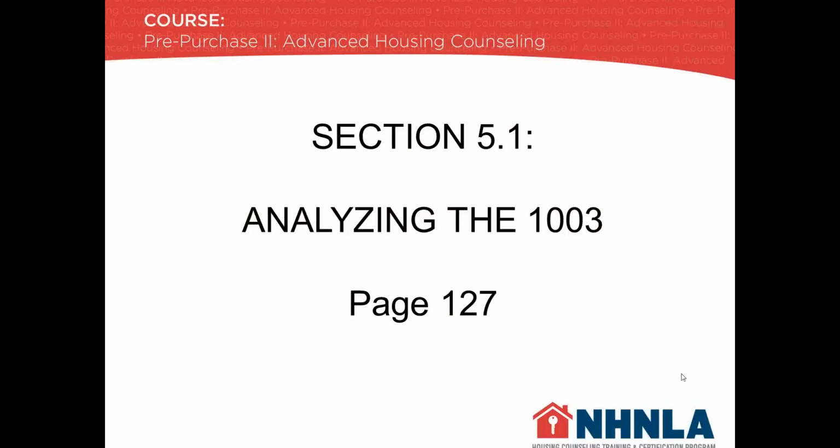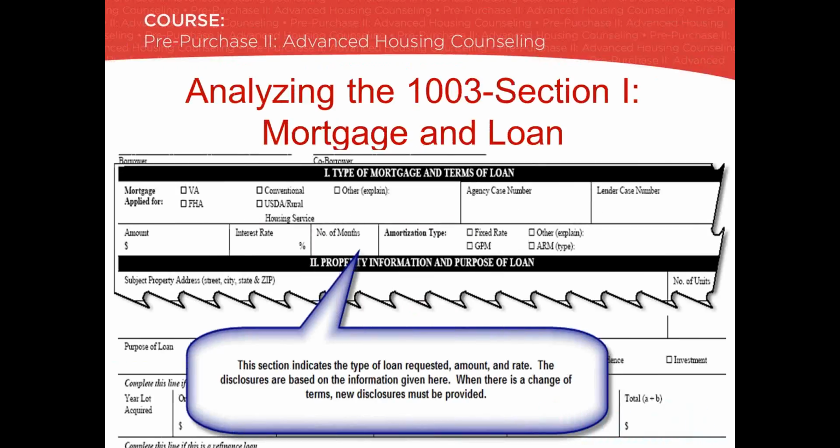And if you're following along in your manuals, this will be on page 127. We're going to break this down section by section, and this is the same way it's broken down in your book. So let's start with the discussion on Section 1. And this is the section titled Type of Mortgage and Terms of Loan.